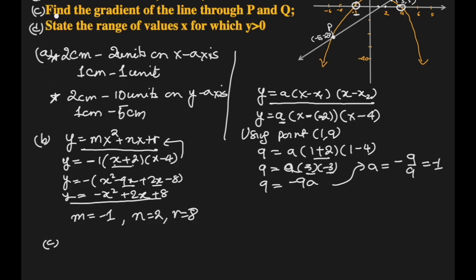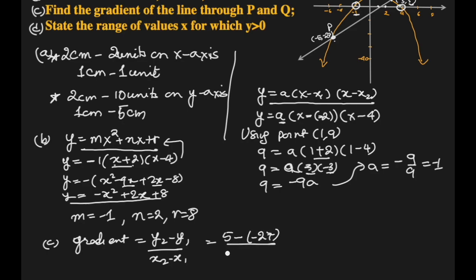C part. Find the gradient of the line through P and Q. So we know the coordinates of P and Q. The gradient of any line is y2 minus y1 over x2 minus x1, where (x1, y1) and (x2, y2) are the coordinates of 2 points, and we know them here. So y2, let's take 5 as y2, so 5 minus negative 27 over x2, which is 3 minus negative 5. So it becomes 5 plus 27 over 3 plus 5, which is equal to 32 over 8. 32 divided by 8 is 4. We found the gradient of PQ.